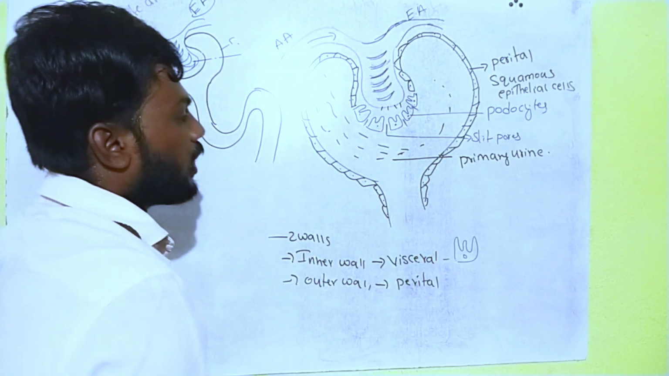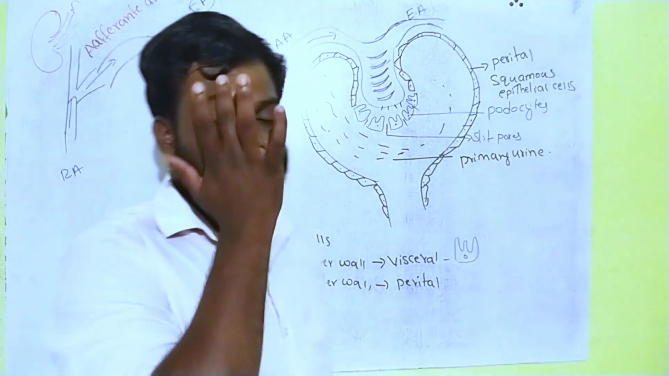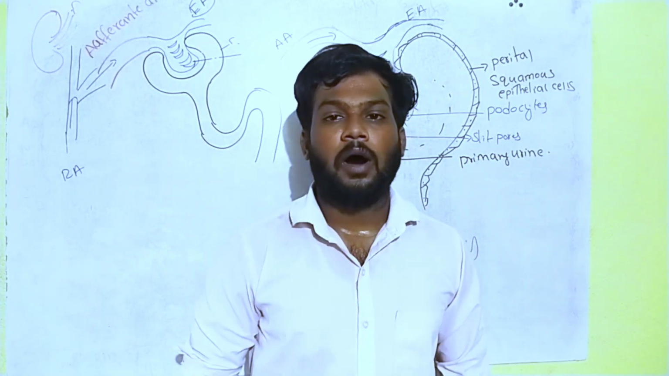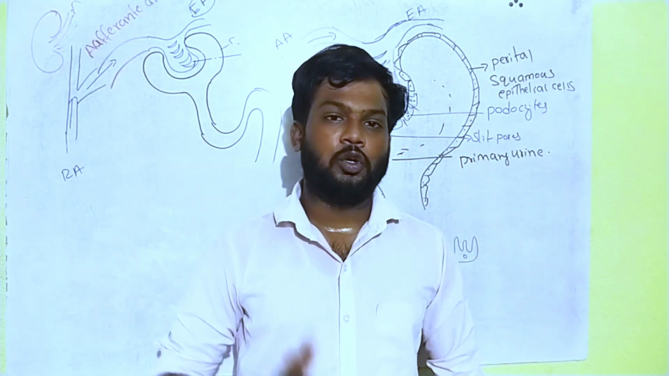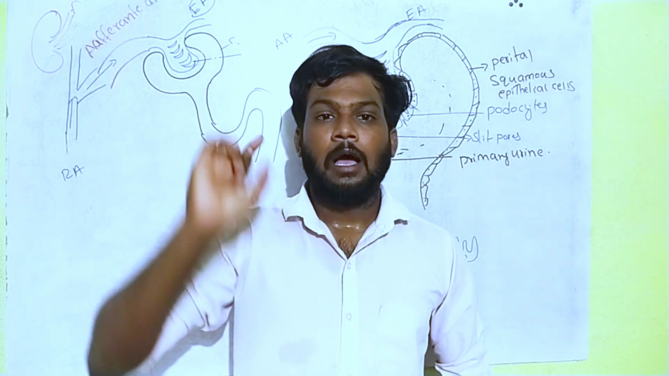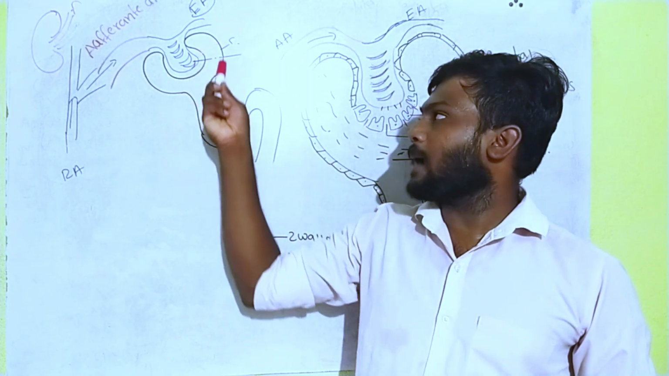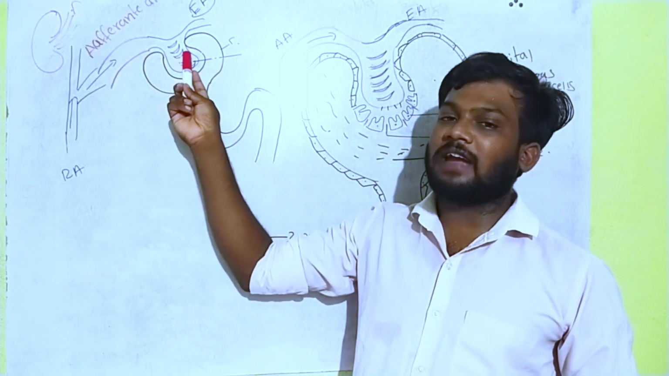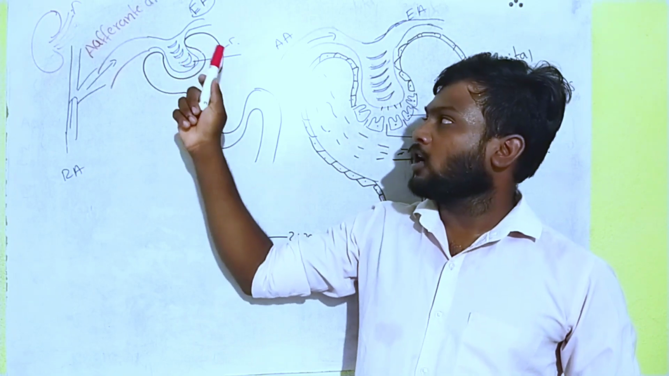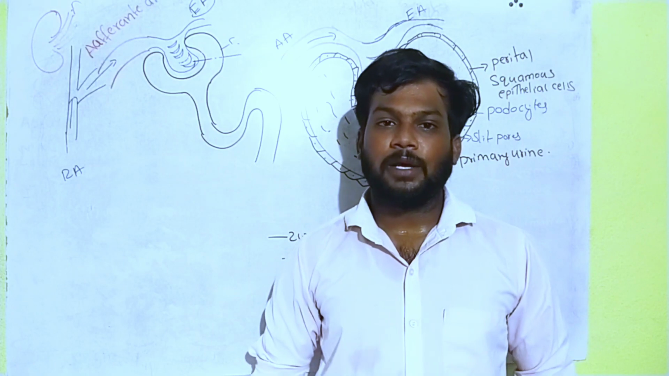I'm explaining the total process. First of all, the structure of the nephron. The nephron has two parts. The first one is the Malpighian body. The second one is the renal tube. In this session, we are going to discuss the Malpighian body. Malpighian body means Bowman's capsule plus glomerulus. A bunch of capillaries we call a glomerulus. So Bowman's capsule plus glomerulus we call the Malpighian body.